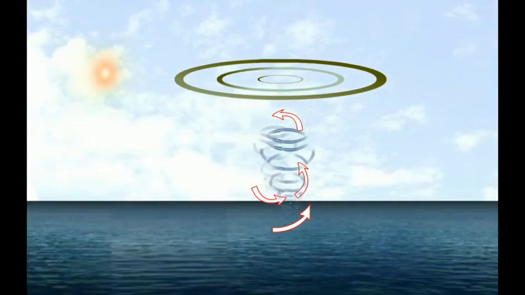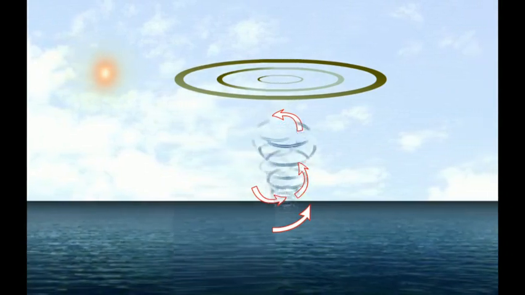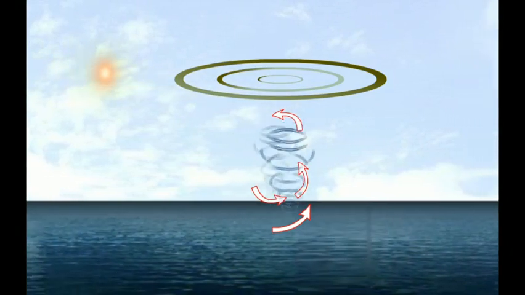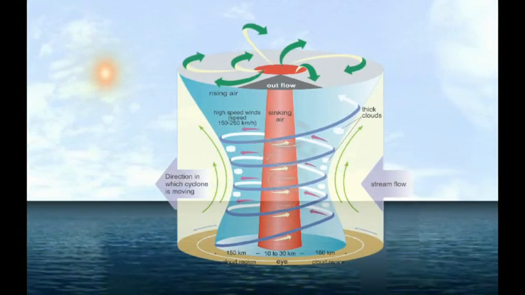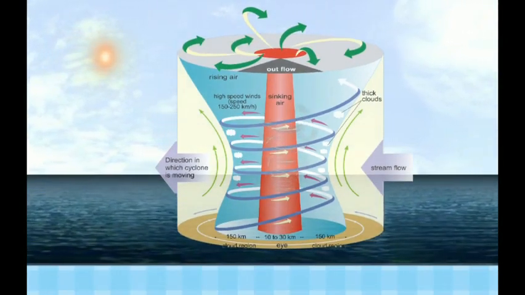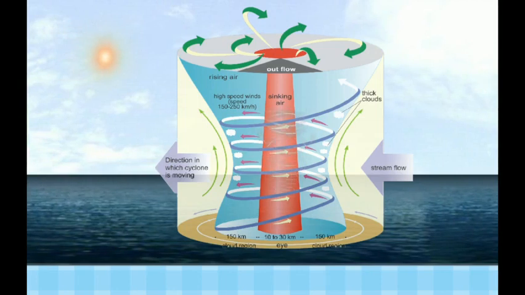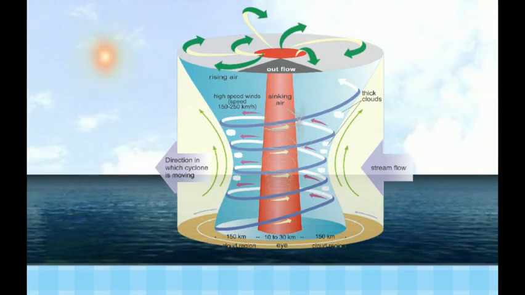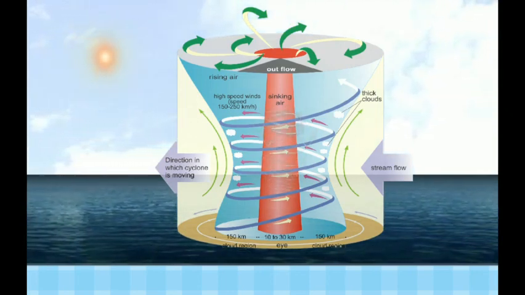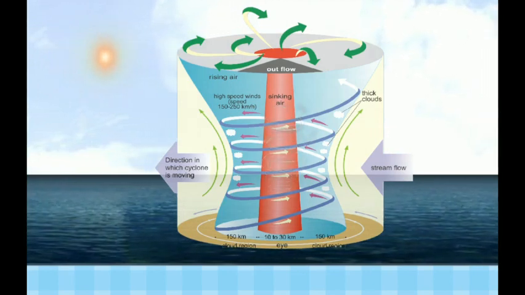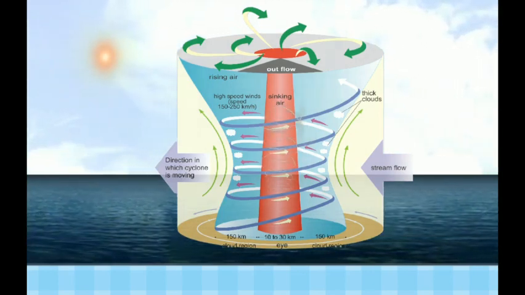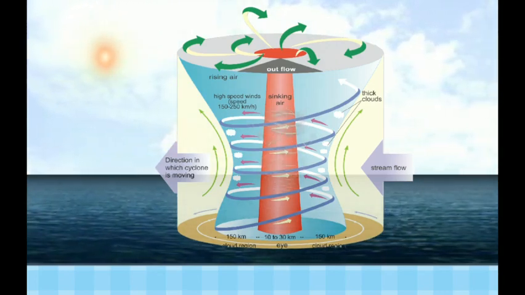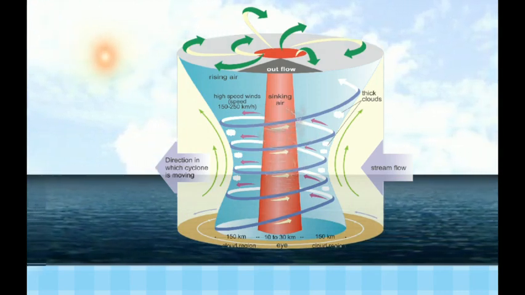As the warm and moist air containing a lot of water vapor rises high up in the atmosphere, it gets cooled and the water vapor present in it condenses to form clouds called thunderclouds. When water vapor condenses, it releases heat. The heat released by the condensation of water vapor in the atmosphere warms the air all around. This warm air rises higher into the atmosphere, causing a low pressure. More air rushes to the center of the storm. This cycle is repeated.